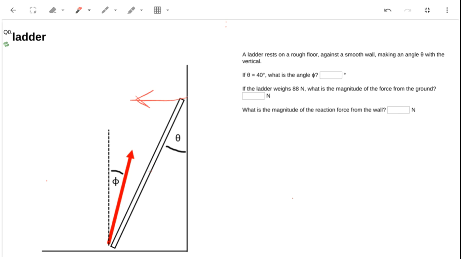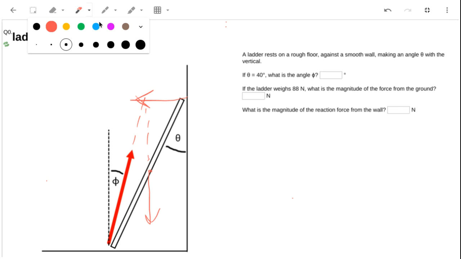And we've got the weight of the ladder, which comes from the center of the ladder. And those three forces are concurrent. They act through a single point. And that point is halfway horizontally between the edge of the ladder and the wall. So the geometry will help us to get the angle.